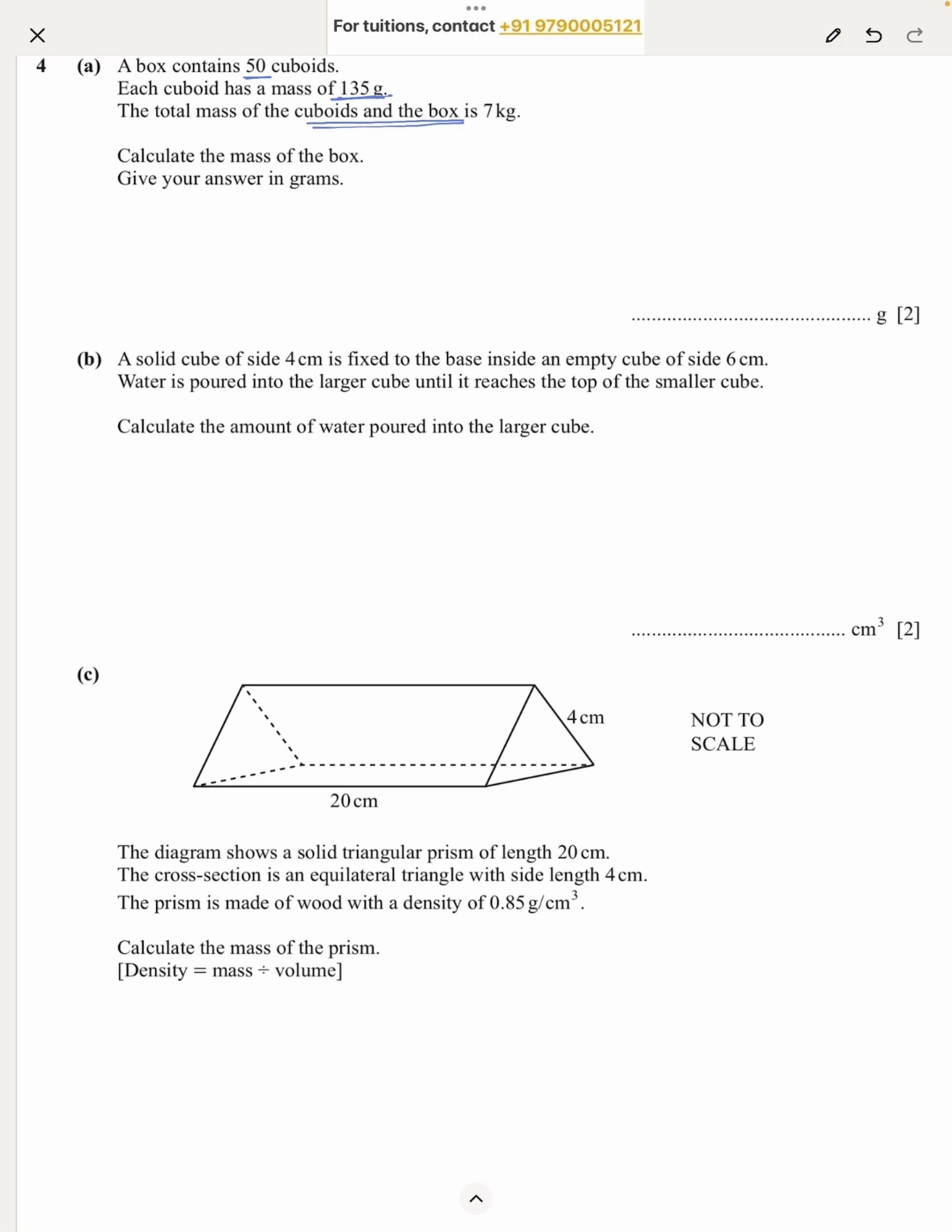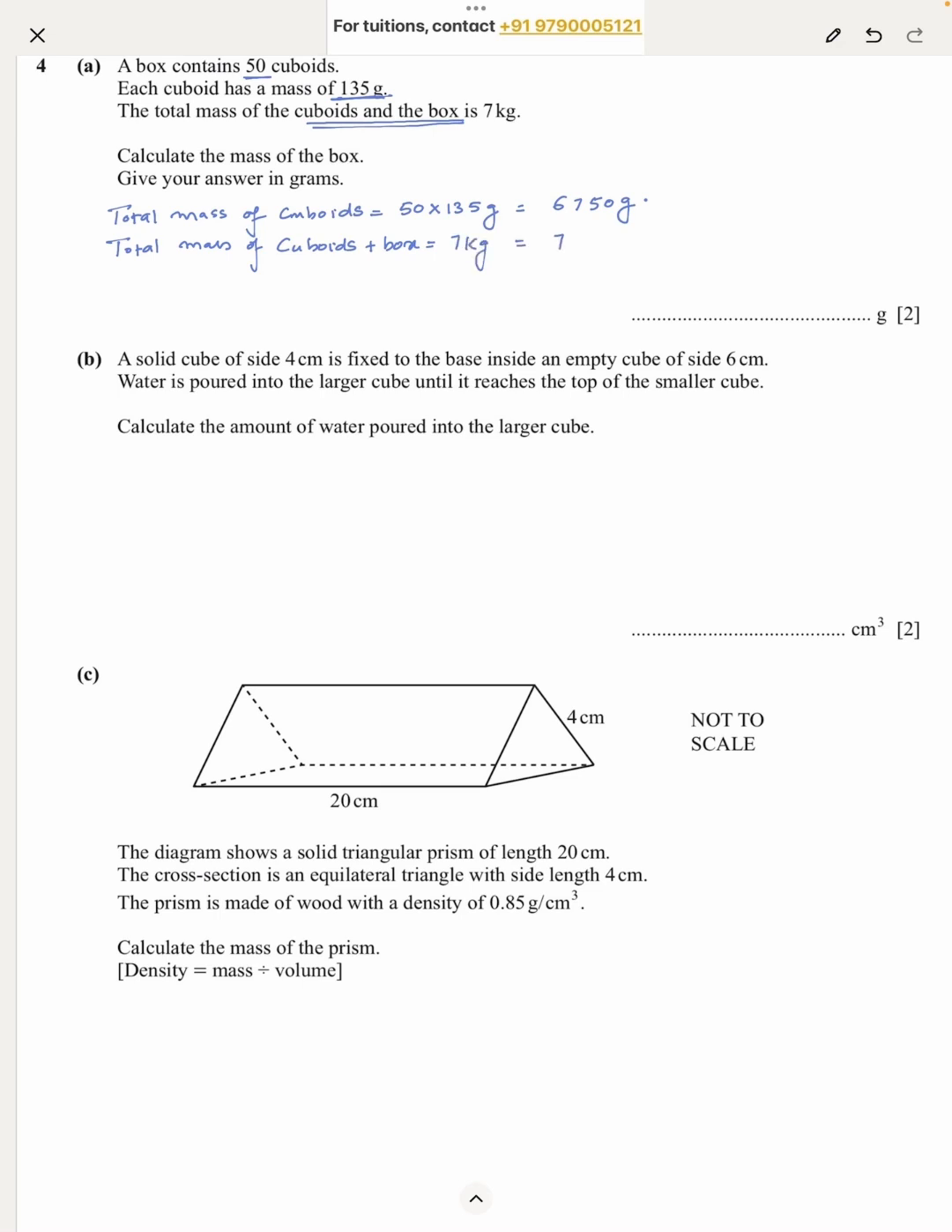So what we can do is, total mass of cuboids. So this can be calculated. So this is nothing but 50 into 135. So on multiplying we get this answer. This is in grams. Then total mass of cuboids plus box is equal to 7 kg.